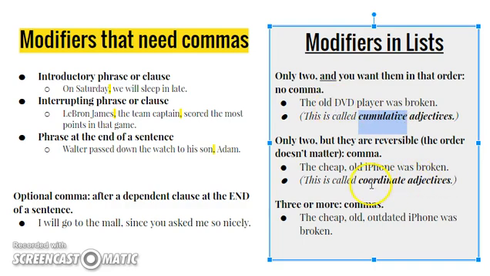The opposite of a cumulative adjective is a coordinate adjective. This is when we have 2 modifiers, or 2 adjectives again, but they're reversible. The order doesn't matter, it can change. In this case, I want a comma. The comma tells me that the order of these 2 adjectives is negotiable, and they can be flip-flopped. I could say, the cheap old iPhone was broken, or I could say, the old cheap iPhone was broken, and it would still make sense. That makes them coordinate.